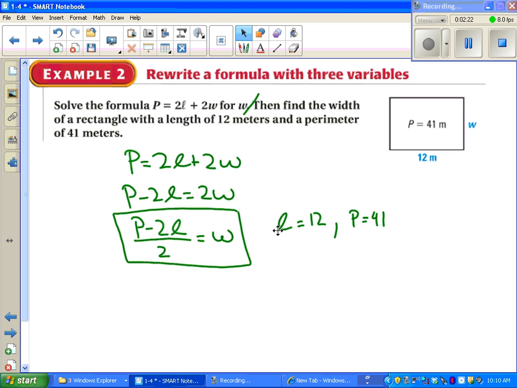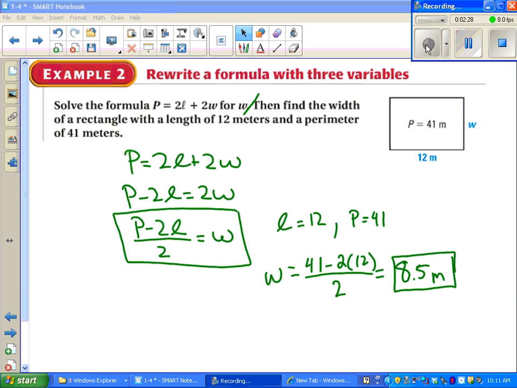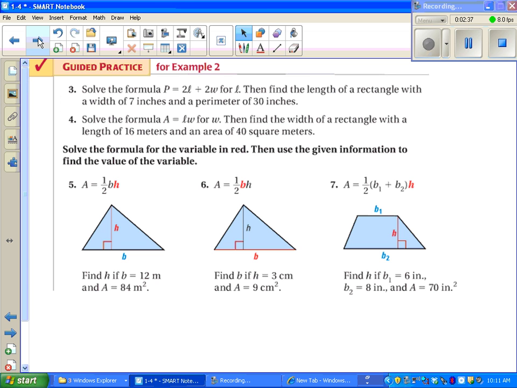So we have to plug in these numbers in the right spots for P and L. Once we do that, we'll get our width. We end up with 8.5 meters for our width. At this point, you can pause the video and try these on your own, or you can wait until later to do that.